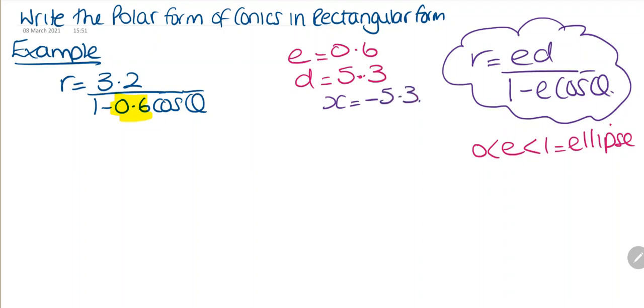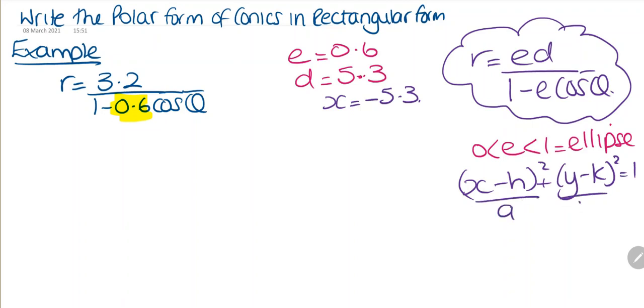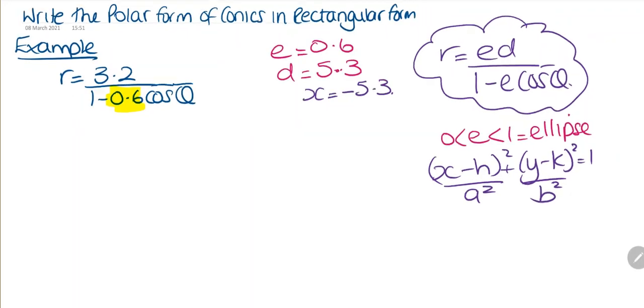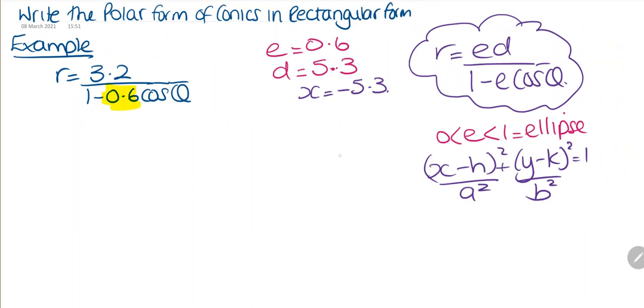So what do we know about an ellipse? The rectangular form of an ellipse, we're looking at (x minus h) squared over a squared plus (y minus k) squared over b squared is equal to 1. So we need to find all the information. We're going to draw this to start. So let's sketch this.